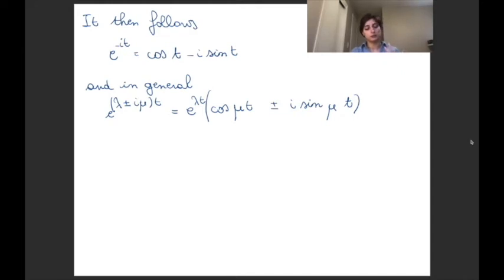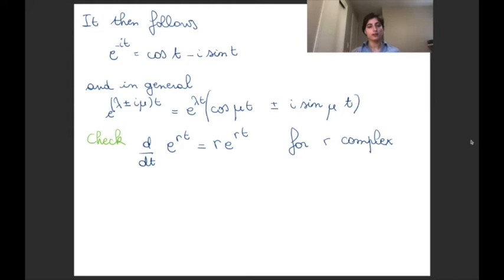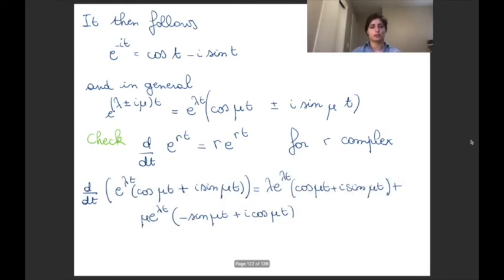So now that we have this understanding, we can go back to our solution of the characteristic equation and use it to construct new solutions. Let's check that for r complex, the derivative with respect to time of exponential of rt is equal to r times the exponential of rt. This is the thing we use in order to take advantage of the characteristic equation. So if this fails, the use of the characteristic equation fails as well. So it is kind of important to do this check.